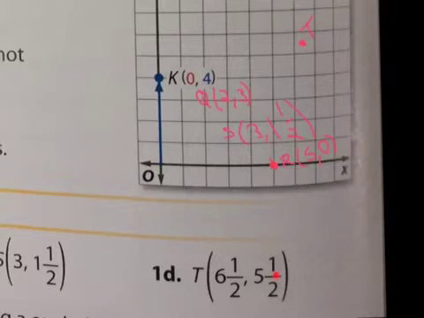And T, as you can see down here, is (6.5, 5.5). So we go 1, 2, 3, 4, 5, 6.5. And we go straight up to 5.5: 1, 2, 3, 4, 5.5. So it's right in the middle of this square. Right in the middle there. 6.5 this way and 5.5 up. I didn't label it because it's right there.